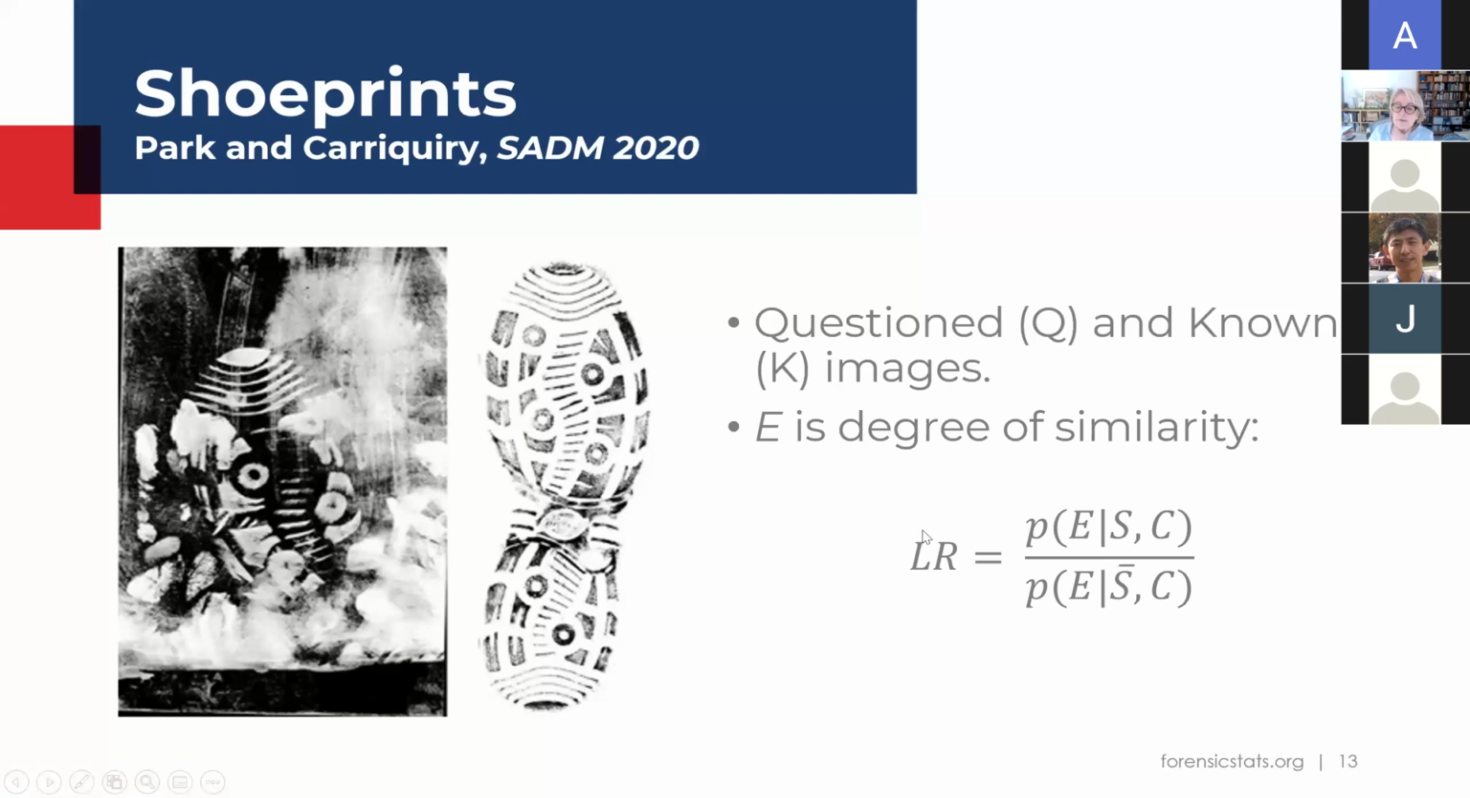And so the likelihood ratio here would be computed simply as the probability of observing the evidence, the degree of similarity, if the prosecution is right, same source, that's the S. And here I'm also conditioning on C, and this C means class characteristics.